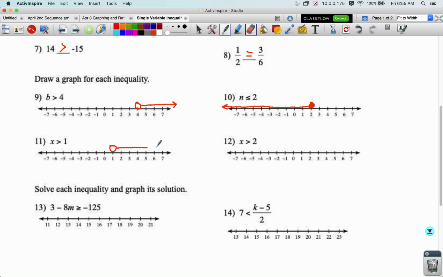Open circle at 1. Arrow going to the right. This one, open circle at 2. Arrow going to the right.